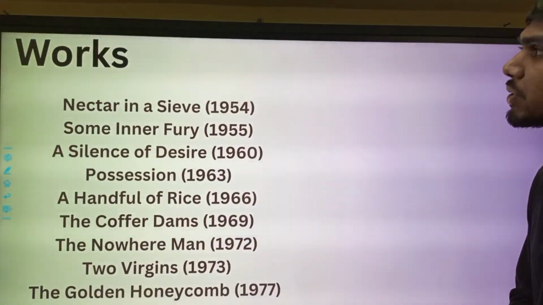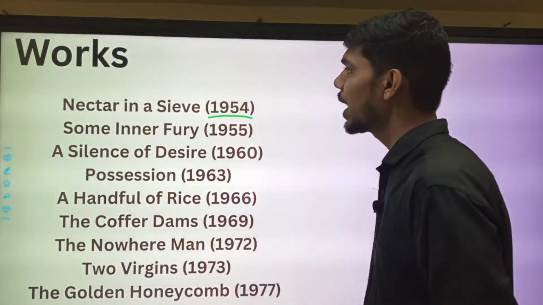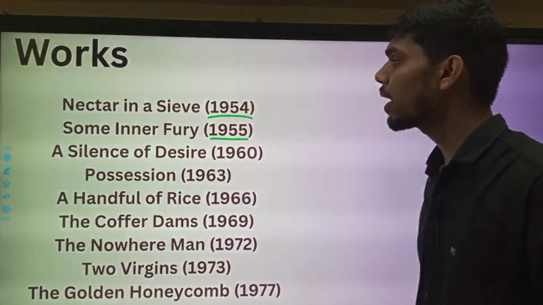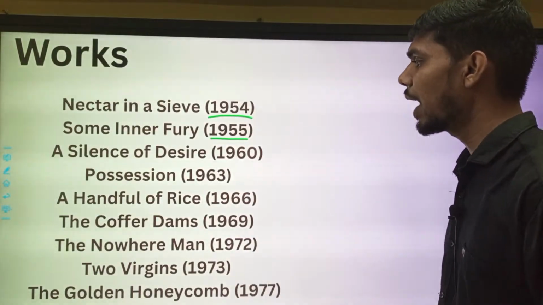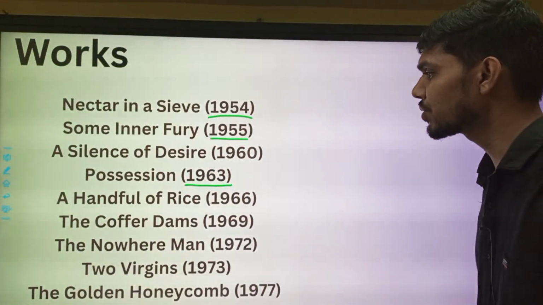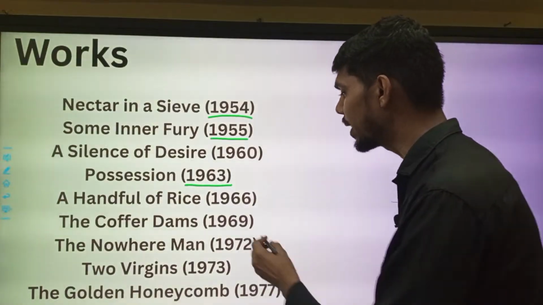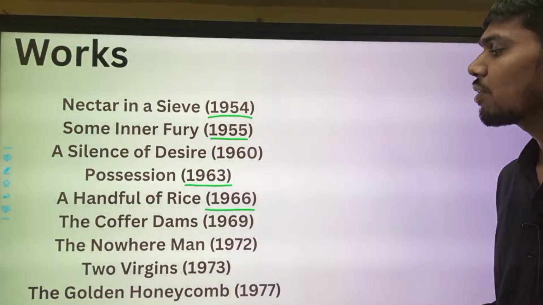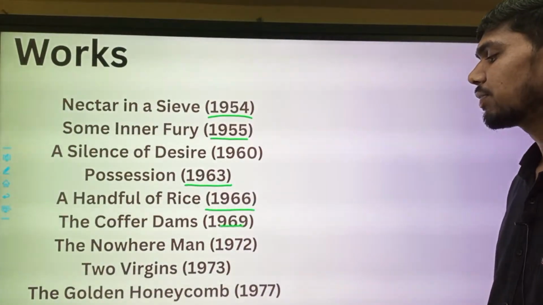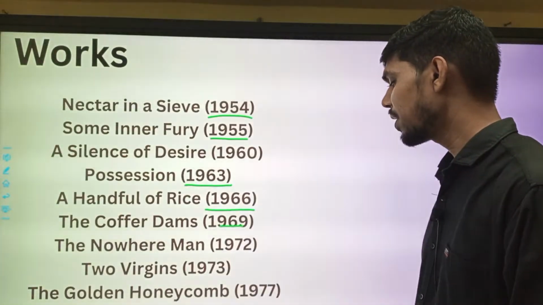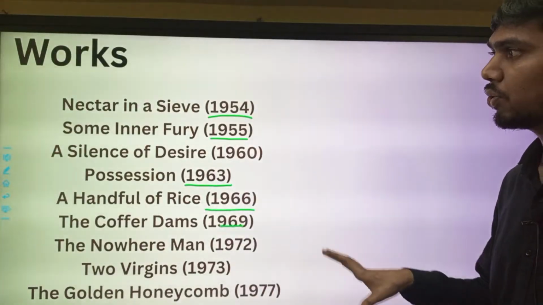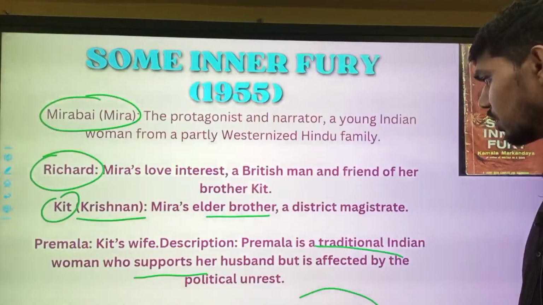Kamala Markandaya's works are Nectar in a Sea, published in 1954, and the second novel, Some Inner Fury, published a year later in 1955, and A Silence of Desire, published in 1960, and Possession, also an important novel, published in 1963, and the fourth one, A Handful of Rice, published in 1966. The Coffer Dams, 1969, The Nowhere Man, 1972, Two Virgins, 1973, The Golden Honeycomb, 1977, and Pleasure City, 1982. These are the works you need to note down for the NET examination.